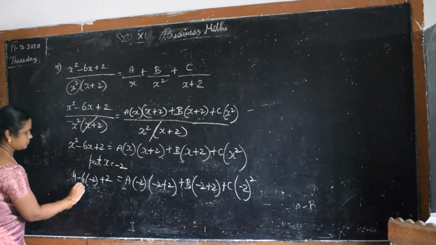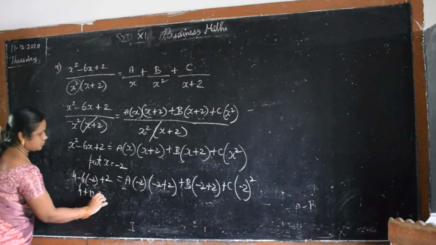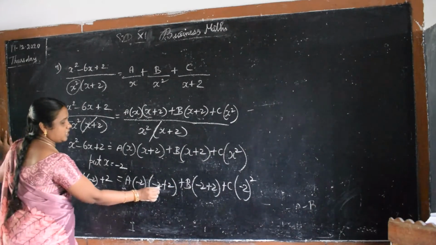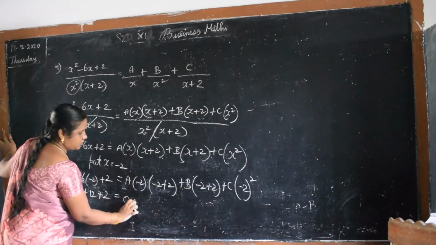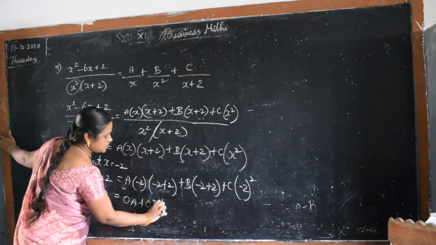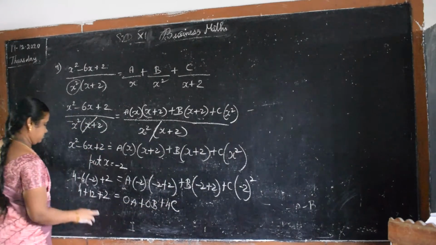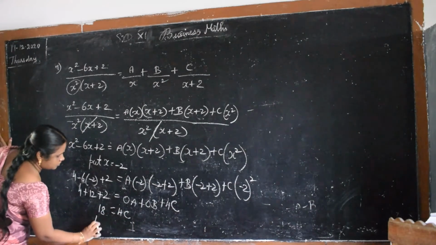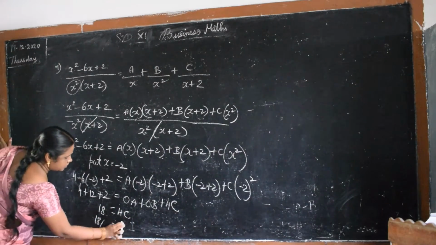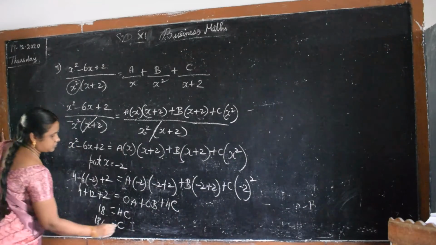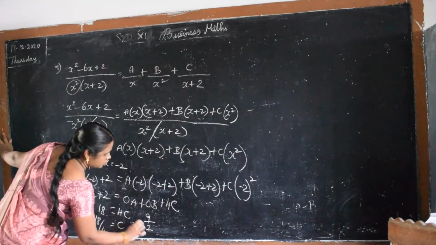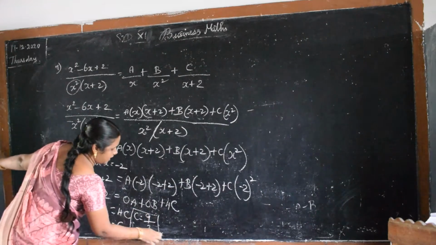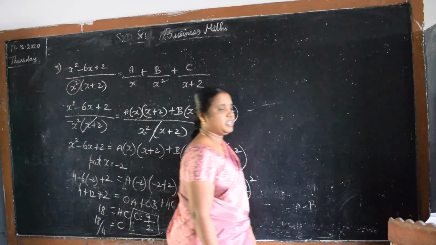So here 2 minus 2, here 0. 0a plus 0b plus 4c. 18 is equal to 4c. c is 18 by 4 is equal to 9 by 2, cancel with 2. So the value of c is 9 by 2. Okay children? Next.